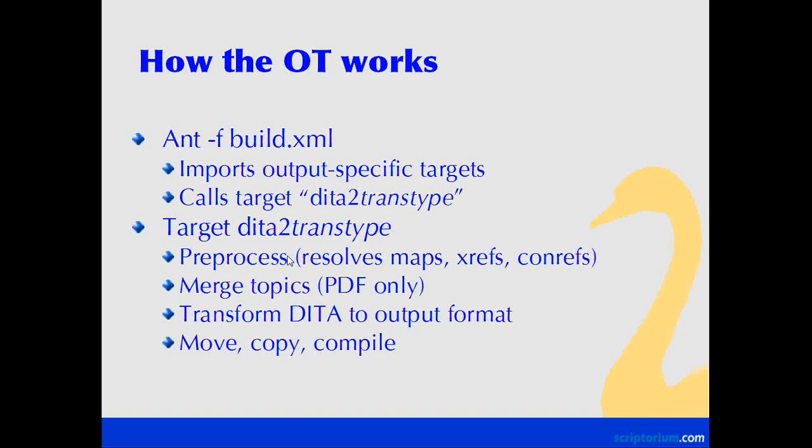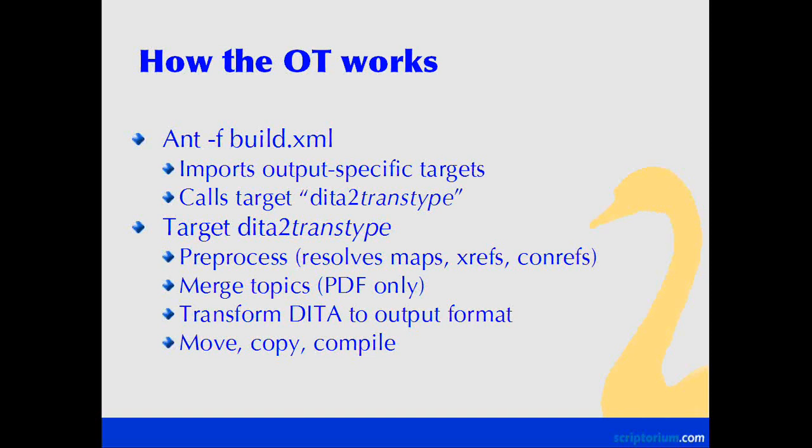Before the DITA Open Toolkit gets to doing the mainline processing of your DITA files, it does a number of things, such as resolving your cross-references. It resolves your conrefs. It resolves your keyrefs. If you have a DITA map with nested DITA maps, it actually resolves all that nesting in the pre-processing phase. Then if you're generating PDFs, the trans type actually merges all of your DITA files, all the individual DITA topics, into one big DITA topic.